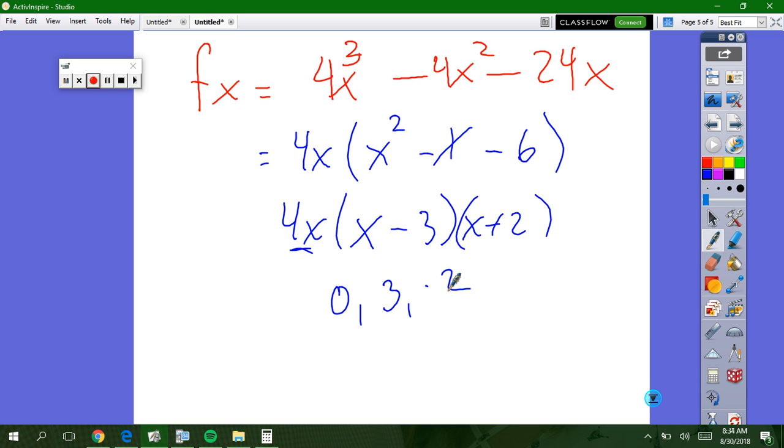Okay. What are the multiplicities of each of these zeros? How about 0? What's the multiplicity? What's the power on the x? 1, right? 1, 1. So at every one of these zeros, what should we be doing when we graph it? We should be crossing or going through, correct? Okay, so I'm going to start over here. I'm going to plot my zeros first. 0, 3, -2.